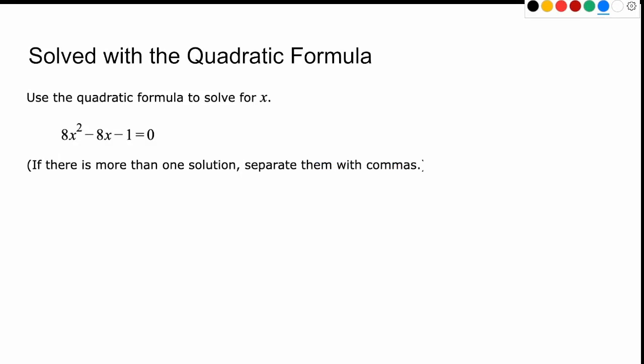Finally, we do have some that we can solve, but it doesn't factor. We could, again, try this if you wanted to, but it's not going to factor. I'm just going to tell you. And the reason I know is that they say use the quadratic formula. So what we're going to do is, what is the quadratic formula? Let's do that in red.